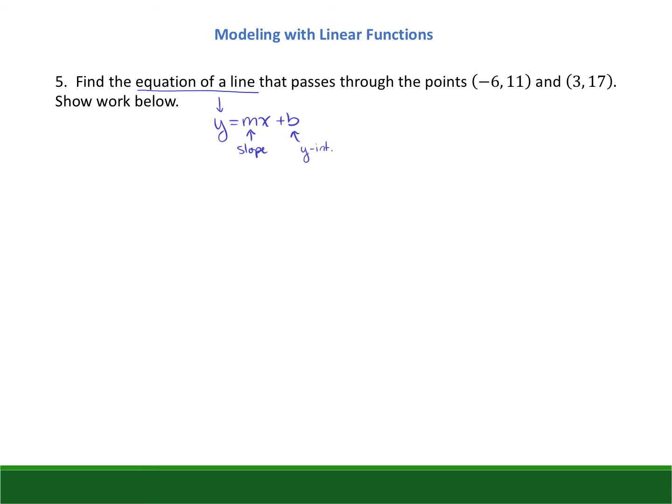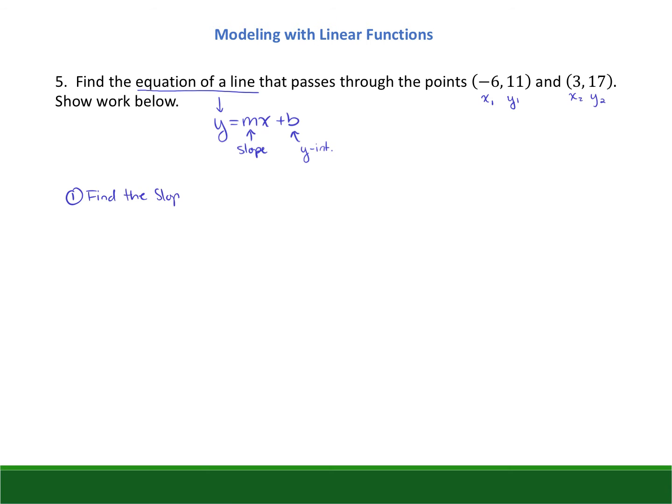So this is a very specific line. We want a line that passes through the points -6, 11 and the point 3, 17. So the first thing that you should do here is label your points. Call this x sub 1 and y sub 1, and then call the second point x sub 2 and y sub 2. So to write the equation of a line, the first step is to find the slope.